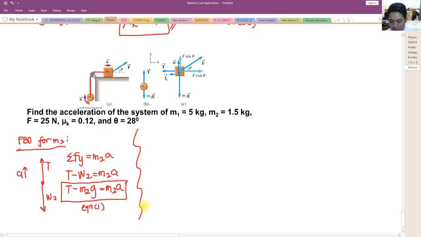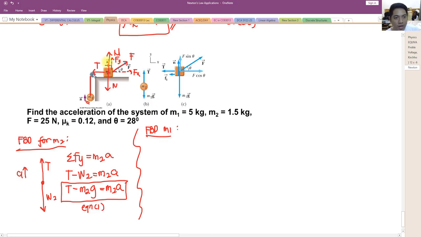How about if we try to have the FBD of mass 1? This is our mass 1. You have the weight, the normal force, the tension in here, and a force here. Of course, you have Fx here, and then you have Fy here.